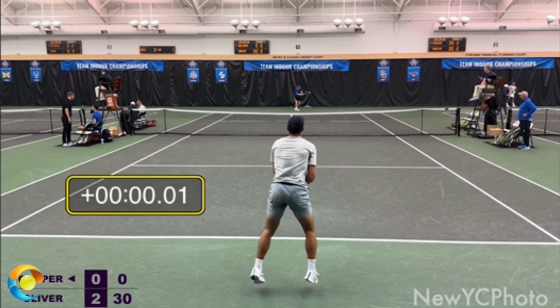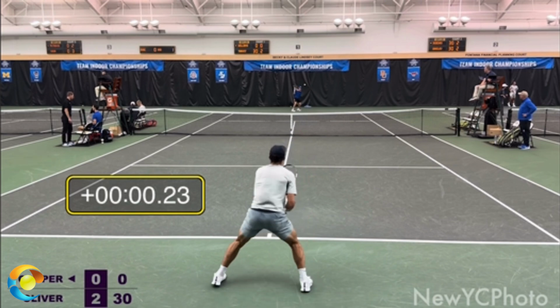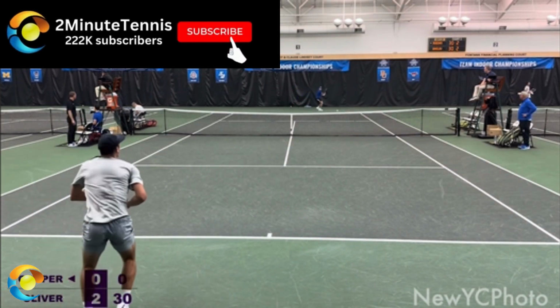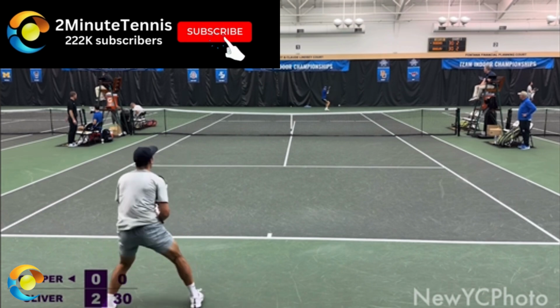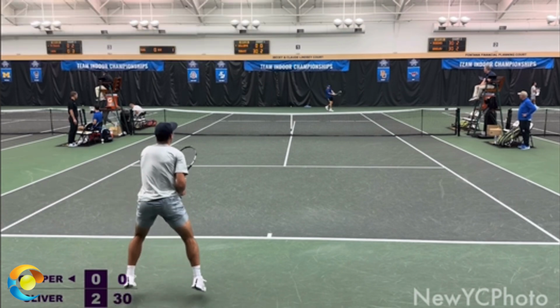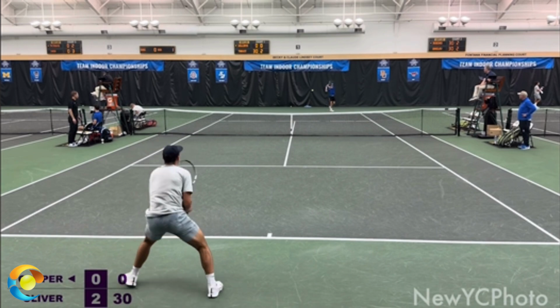When does the player closer to the camera land? There he's landing the split step, and look at that. 0.23, smack dab in the middle of 0.2 to 0.25. So let's go to the next one. He hits and he's in the air. Look at the player in the white shirt jumping. He's in the air as the opponent hits, and then he's landing after.